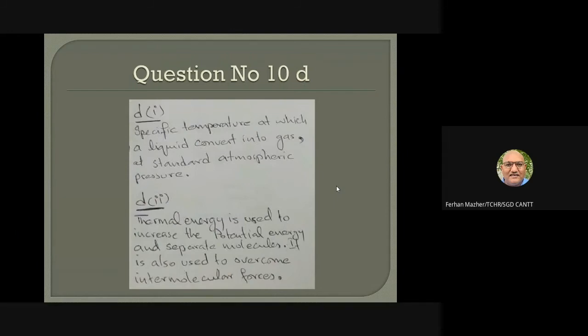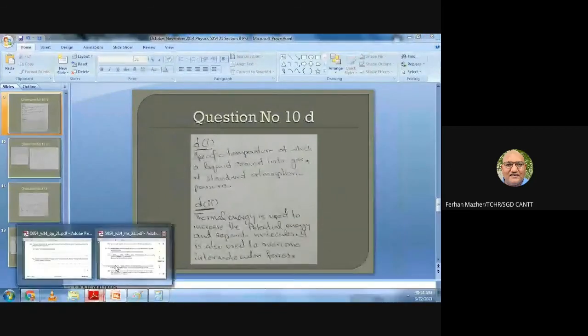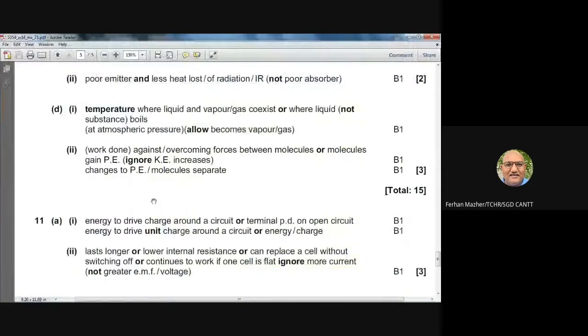Let me show you what the marking scheme says. The answer is showing on your screen: work done against or overcoming forces between the molecules, or molecules gain potential energy. Don't say here the increase in the kinetic energy. The reason is the temperature does not change. When the temperature does not change during this process, the kinetic energy will also remain constant, and the energy changes to potential energy, or molecules separate. So it's a 2-mark question. I hope that you will be able to write its answer.